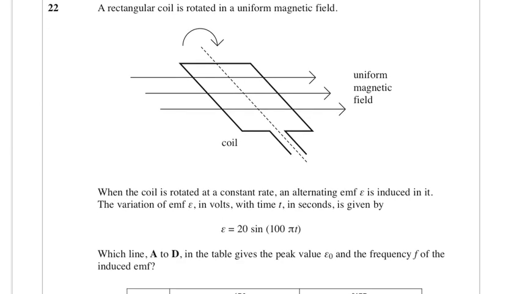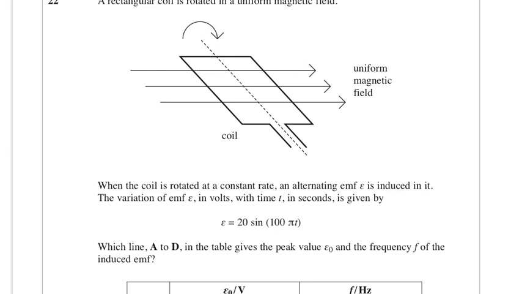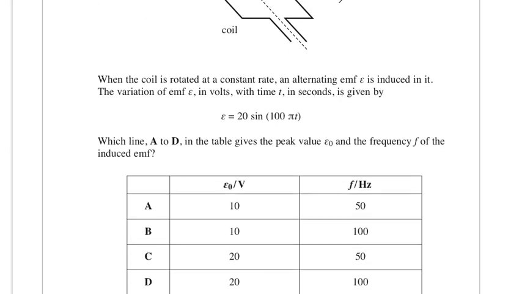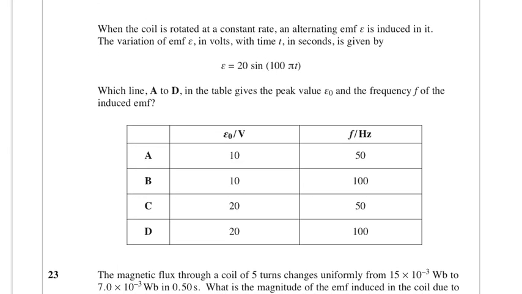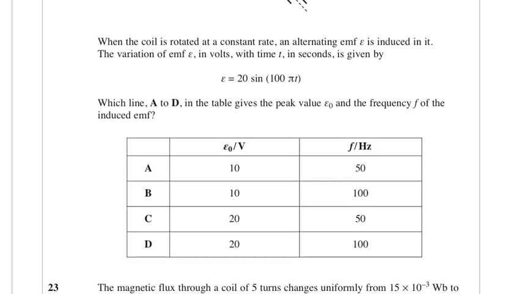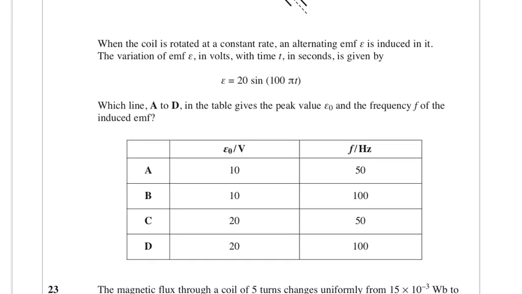A rectangular coil is rotated in a uniform magnetic field. When the coil is rotated at a constant rate, an alternating EMF is induced in it. A variation of EMF in volts with time is given by this equation here. Which line in the table gives the peak value of the EMF and the frequency of the induced EMF?